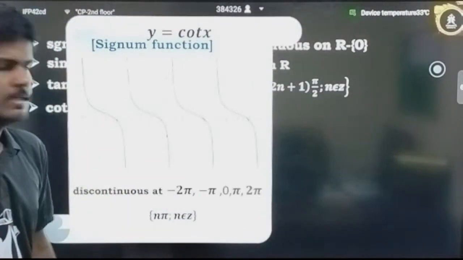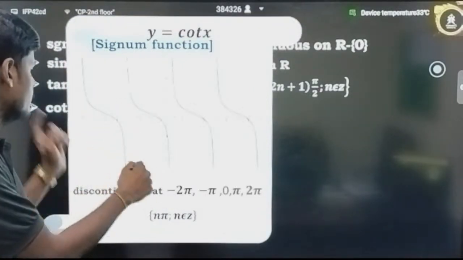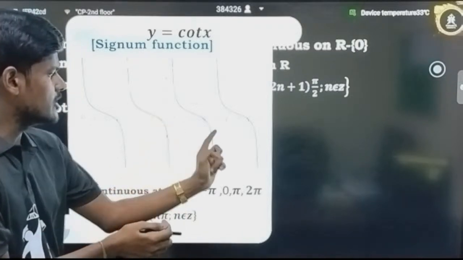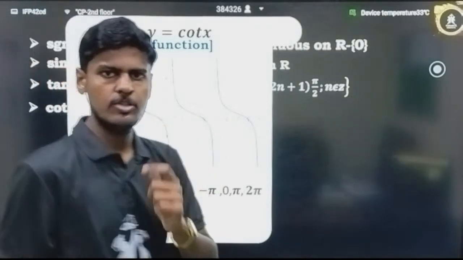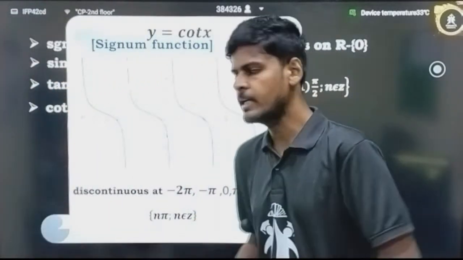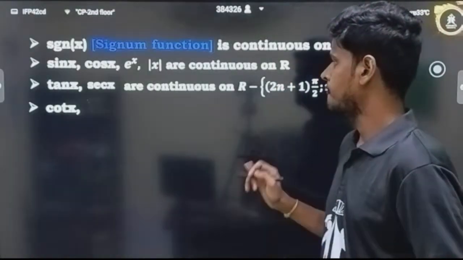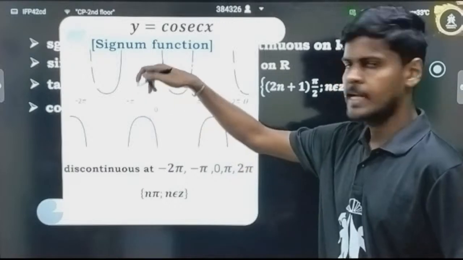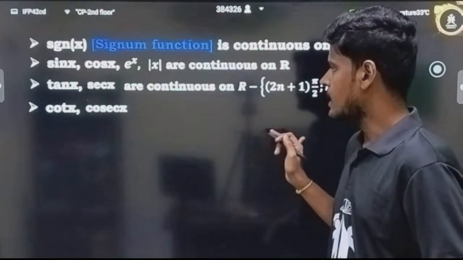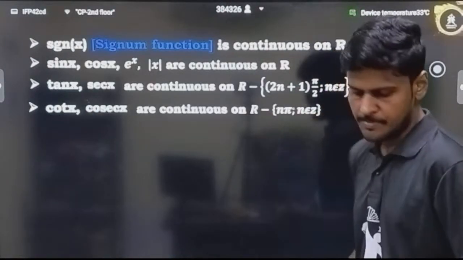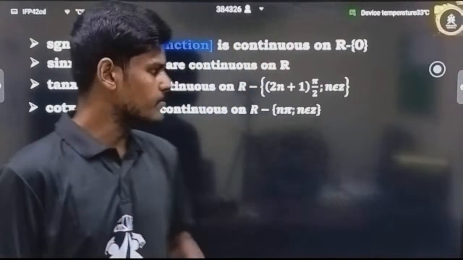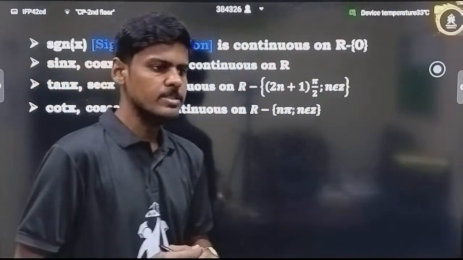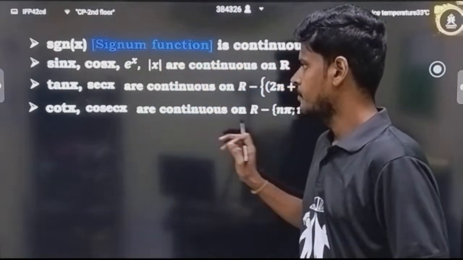Next is cot x. Again, when we observe from the graph, cot x is a continuous function except at 0, pi, 2 pi. So what are those values? n pi, integral multiples of pi. So cot x, cosecant x graph is again given like this. So these are all continuous functions on R minus n pi. Except at n pi, integral multiples of pi, on all other values, this is a continuous function.